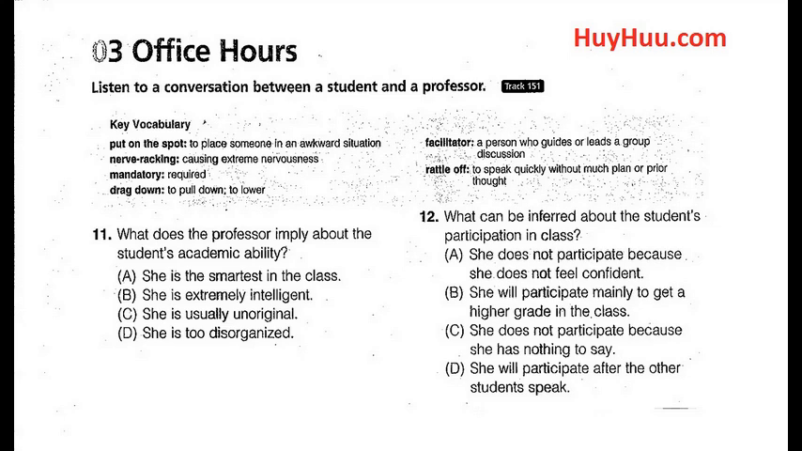11. What does the professor imply about the student's academic ability? 12. What can be inferred about the student's participation in class?